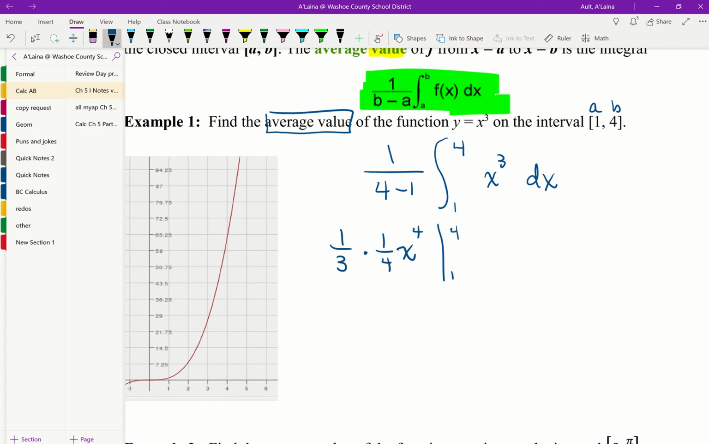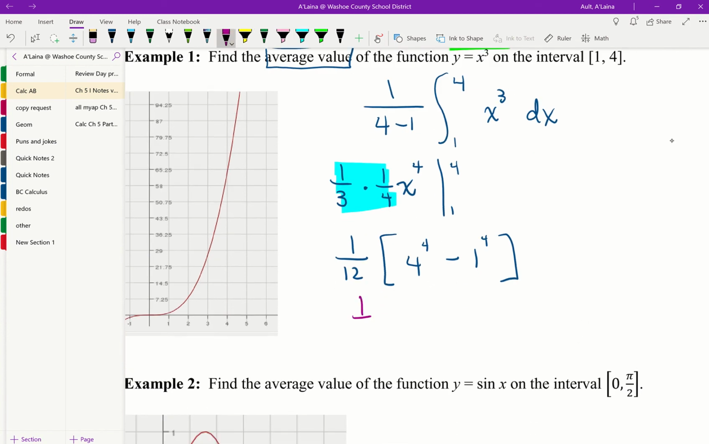Now, what I can do if I'd like, and I like to do this, I think it makes the computation just a little bit easier. So I would multiply these constant multipliers and get a 1/12. And I would just pull that out of the evaluation process. And I'm going to evaluate this expression to the power of 4, 4 to the power of 4, minus 1 to the power of 4. Now, you could only do this if the multiplier is multiplying the entire expression. So be careful on how you use that.